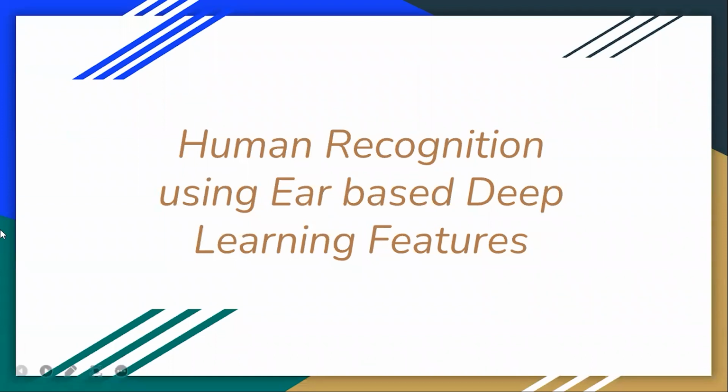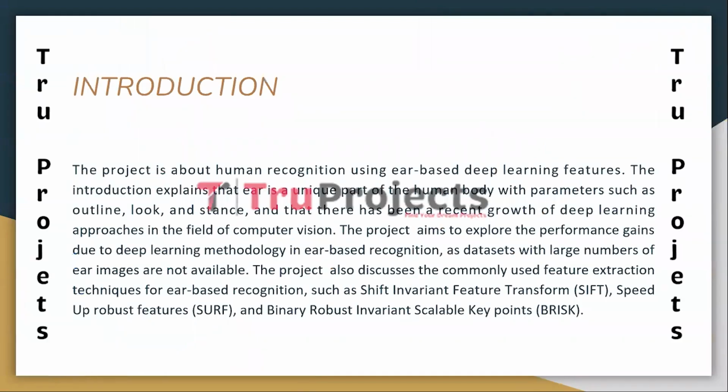In this video, we are going to explain a project titled Human Recognition using ear-based deep learning features. This project focuses on utilizing deep learning features for human recognition based on the ear. The introduction highlights the uniqueness of the ear as a part of the human body, considering parameters like its outline, appearance, and posture. It also mentions the increased use of deep learning methods in computer vision.